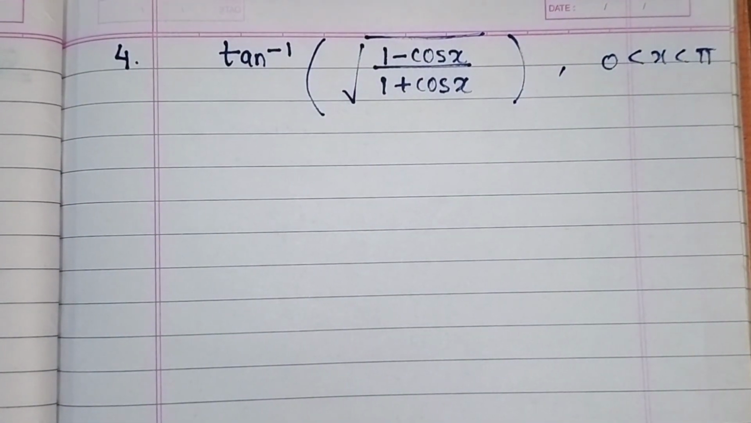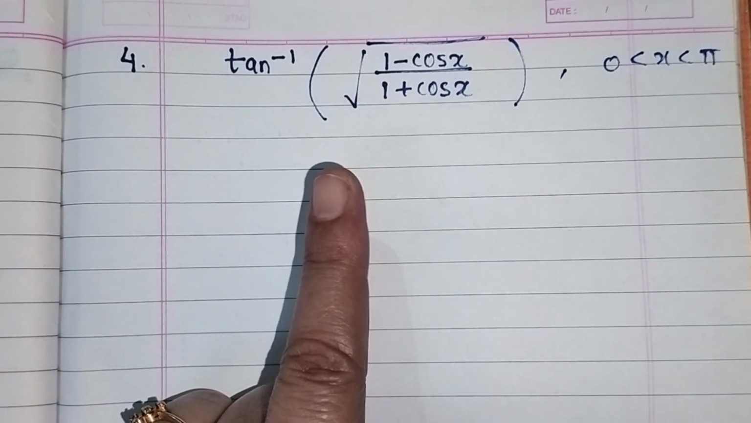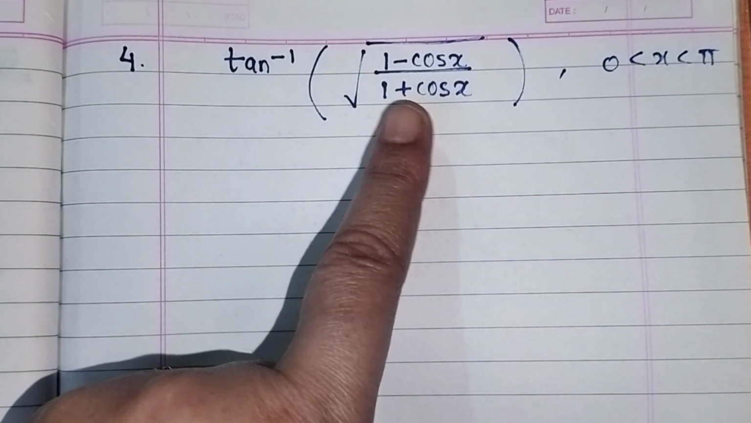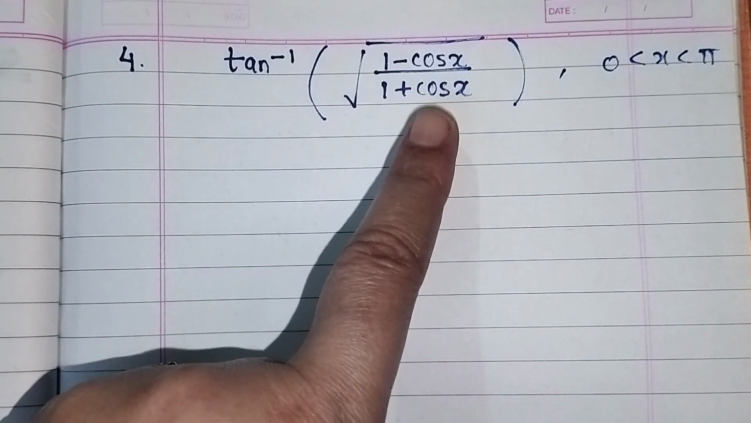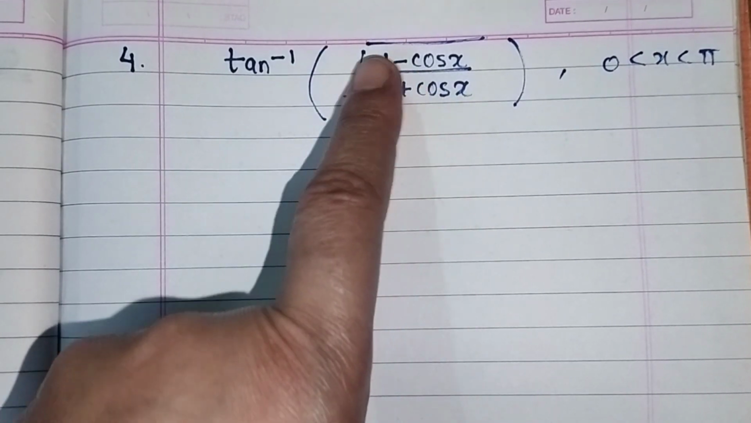Okay, let's see question number 4. We have tan inverse under root of 1 minus cos x upon 1 plus cos x. Okay, now one thing again we have to remember: in order to solve this, first we have to solve this bracket part and we have to make this in tan something. Okay, so यहाँ पे tan inverse है, so ये bracket में क्या आना चाहिए, tan of something. तो इस तरह से इसको convert करना है.